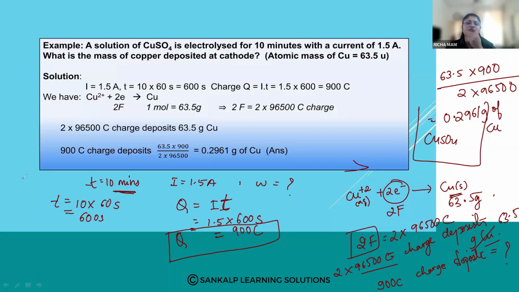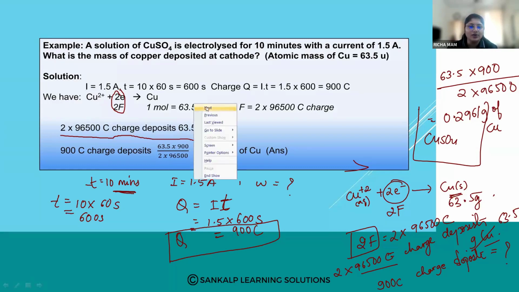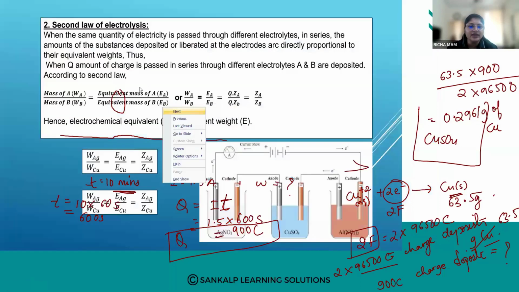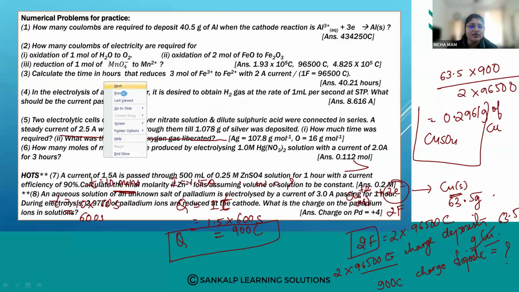Like this is the question. Got it? We are taking the standardized equation that for 2 Faraday, that is 2 into 96,500 coulomb of charge, it deposits 63.5 grams of copper. So for 900 coulombs of charge, it will deposit 0.2961 grams of copper. Okay, one more question we will see.